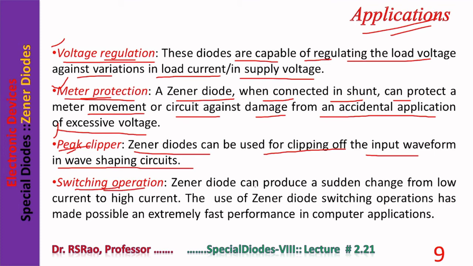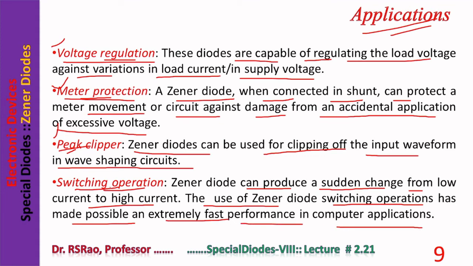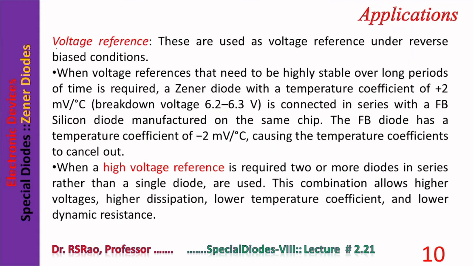Switching operation. A Zener diode can produce a sudden change from low current to high current. The use of Zener diodes in switching operations has made possible an extremely fast performance in computer applications. So they can be used as switches in the design of gates. They are also used as voltage reference. These are used as voltage references under reverse biased conditions.